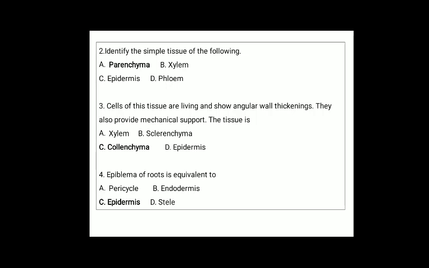Then fourth one: epiblemma of roots is equivalent to pericycle, endodermis, epidermis and stele. For this, the correct answer is option C epidermis, because epiblemma or piliferous layer is the outermost layer of young root, which has thin-walled cells. Some of the cells give rise to root hairs which take part in absorption of water and mineral salts. Epidermis is also the outermost layer, therefore epiblemma of the root is equivalent to epidermis.